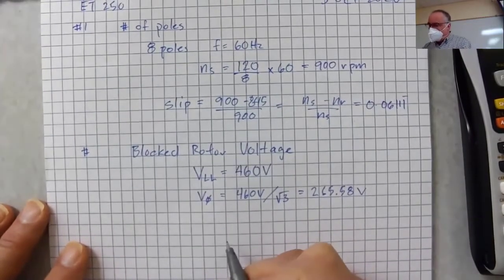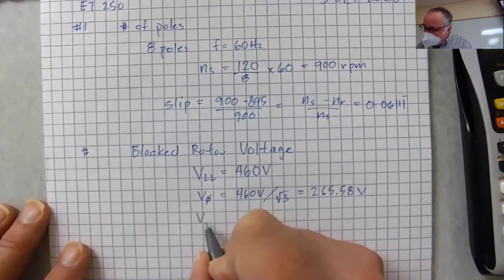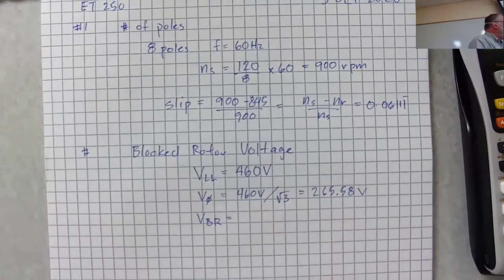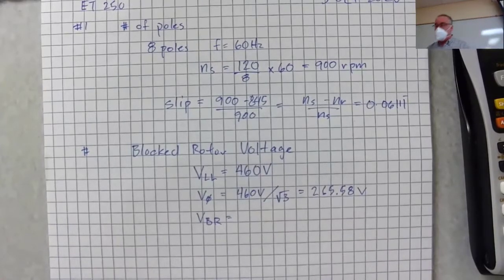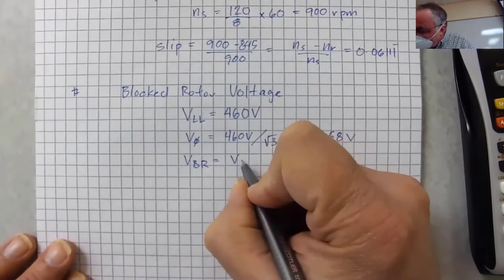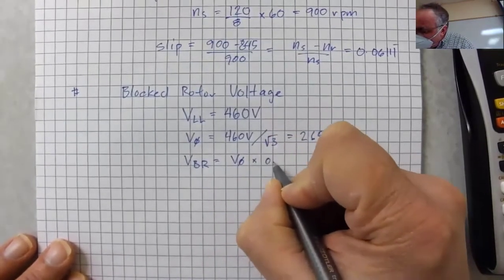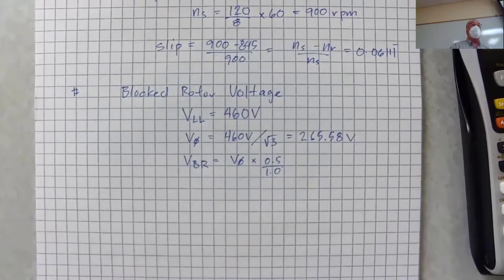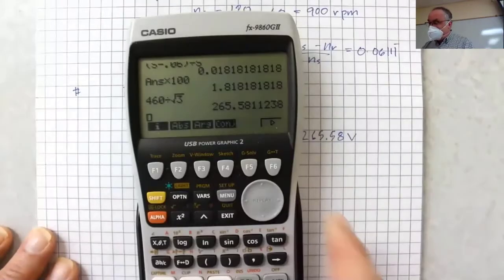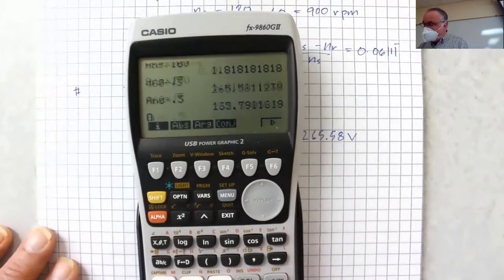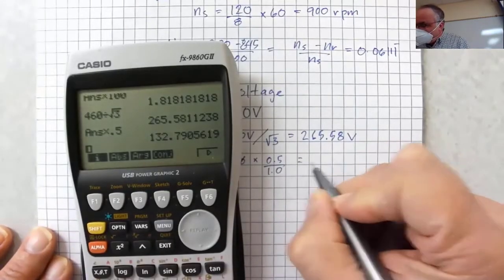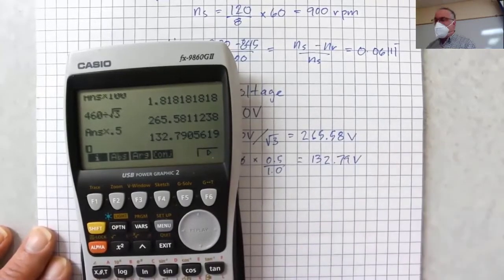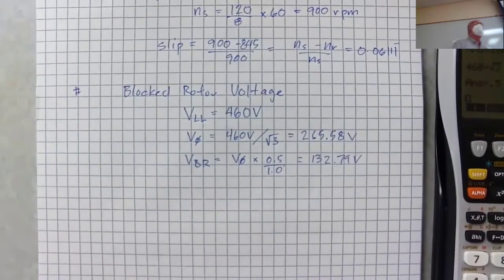Now if I want to get the block rotor voltage, V block rotor, what do I need to do? I need to multiply by the turns ratio, right? So we got V phase times 0.5 over 1. Does everyone see how I got that? Okay, so times 0.5. So that's 132.79 volts.